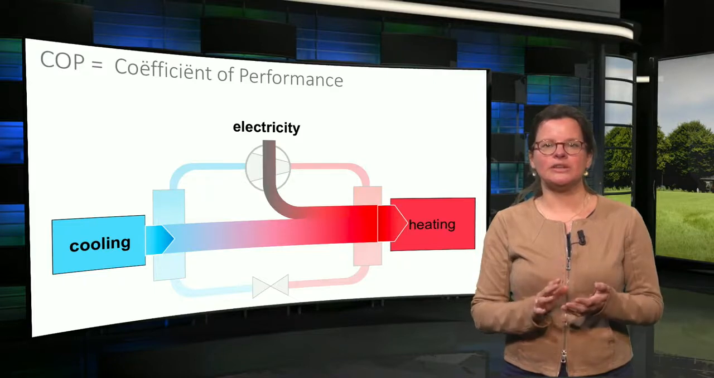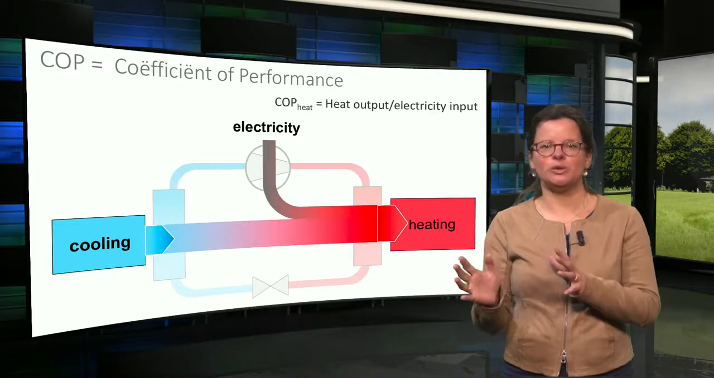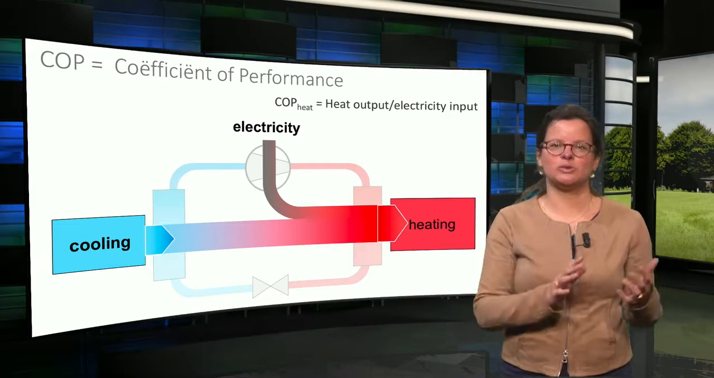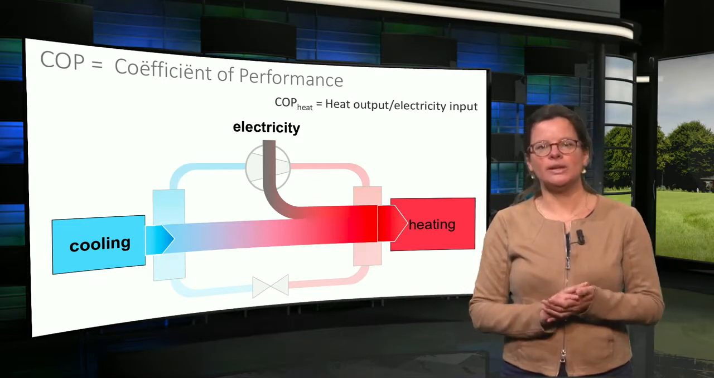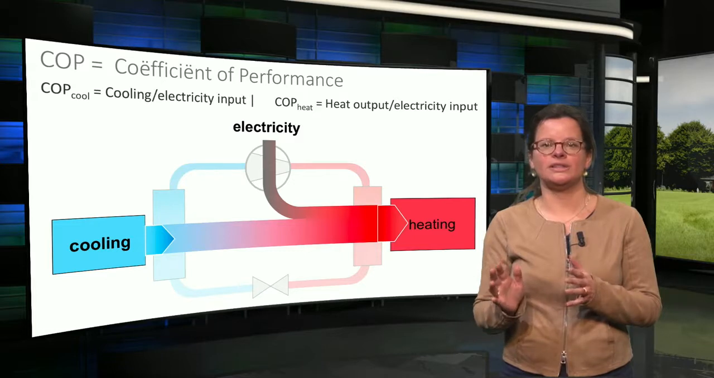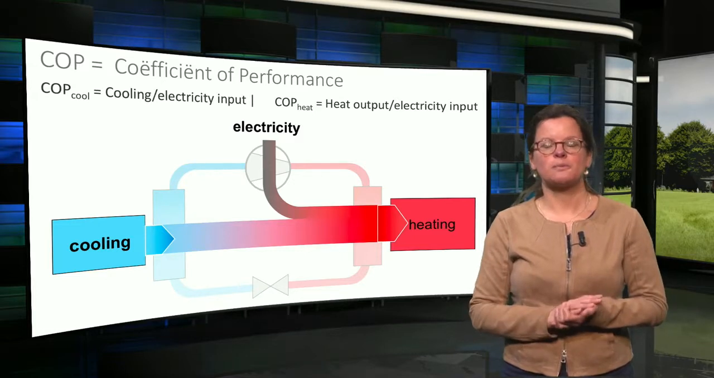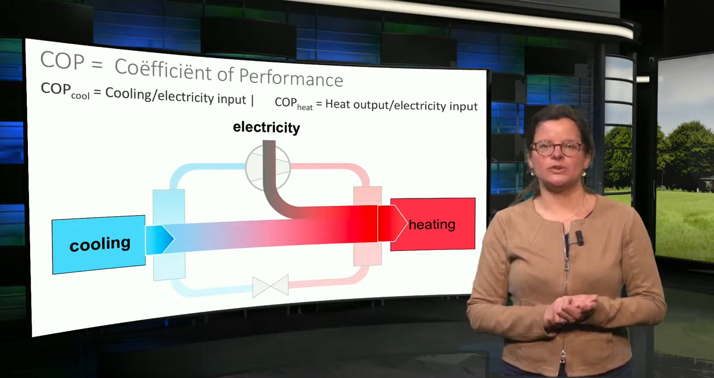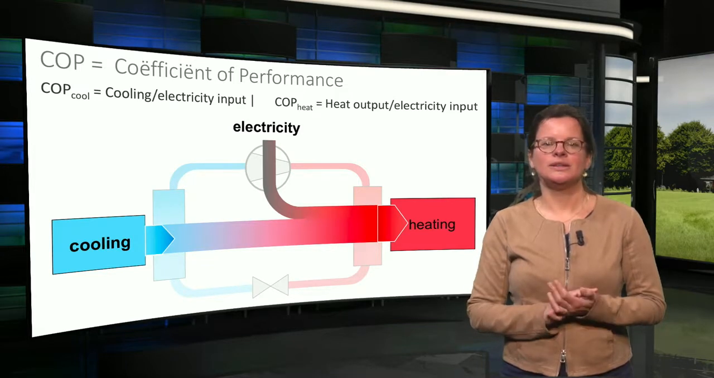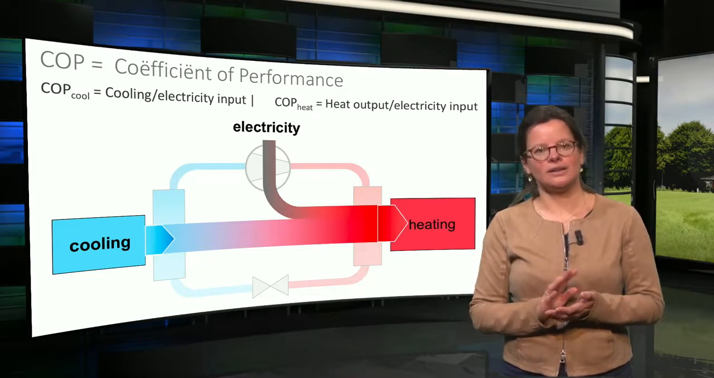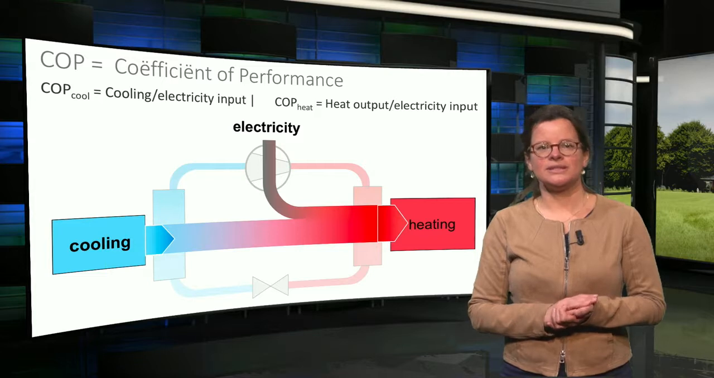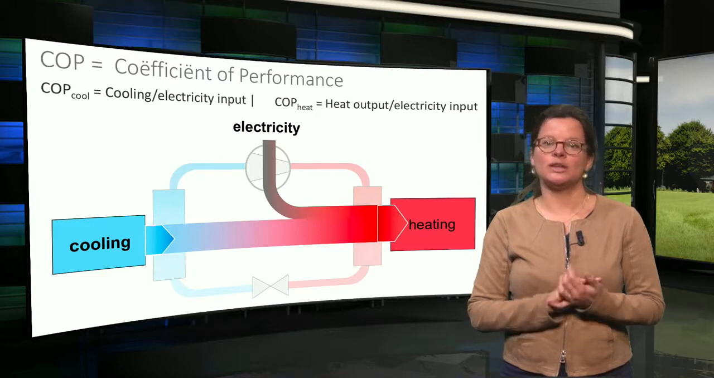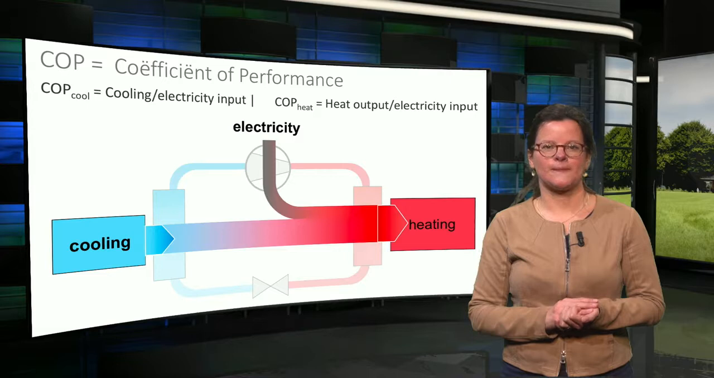This means the COP for heating is defined as the heat output divided by the electricity input, and the COP for cooling is defined as the cooling achieved divided by the electricity input. Please note that COPs are usually higher than 100%. This performance being higher than 100% is possible since the free environmental heat is not included in the equation.